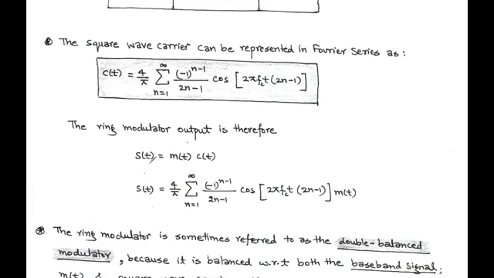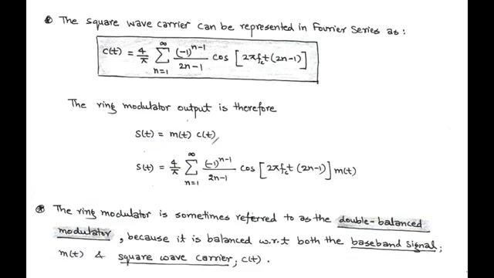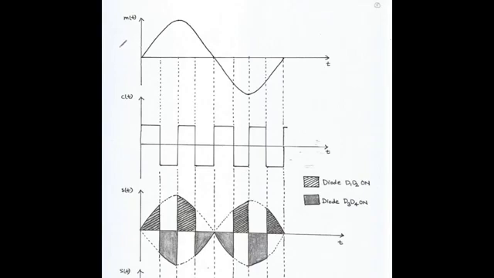The output of the ring modulator is the product of message and carrier, and accordingly the output of a ring modulator can be represented mathematically in terms of the square wave carrier. This ring modulator is sometimes called a double balanced modulator because it is balanced with respect to both the message signal and the square wave carrier. Next, we represent a waveform of a ring modulator.